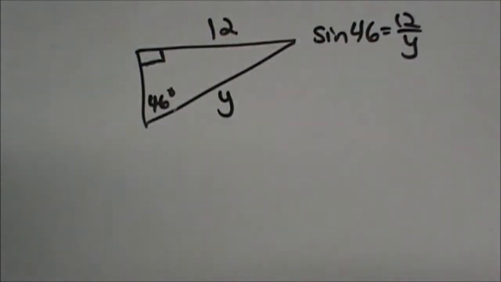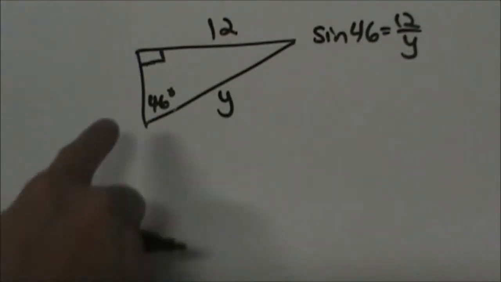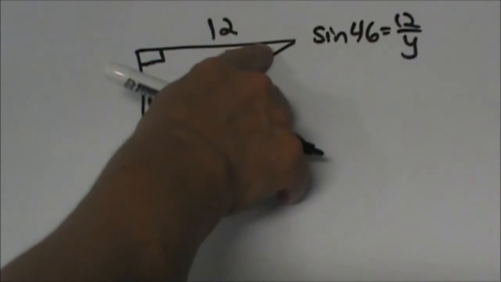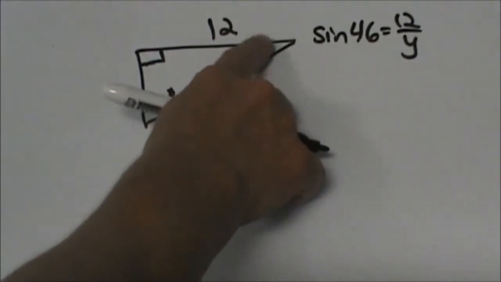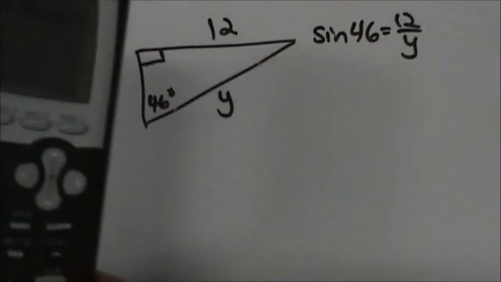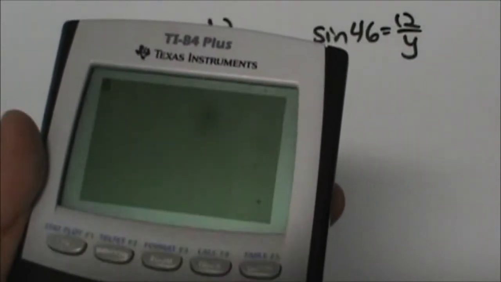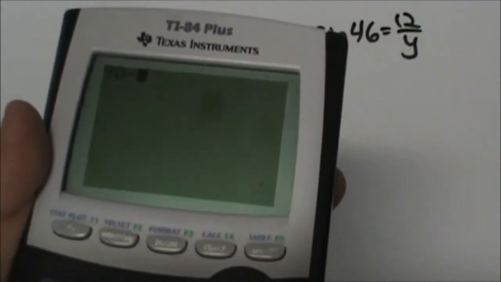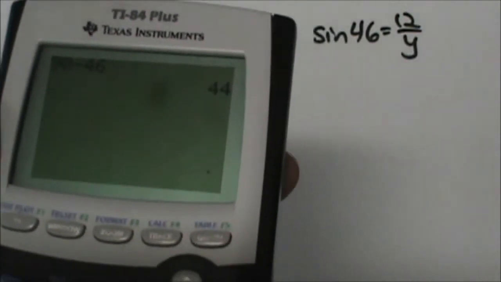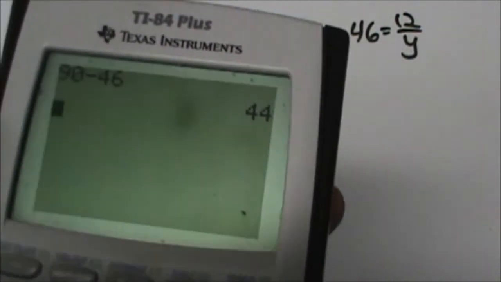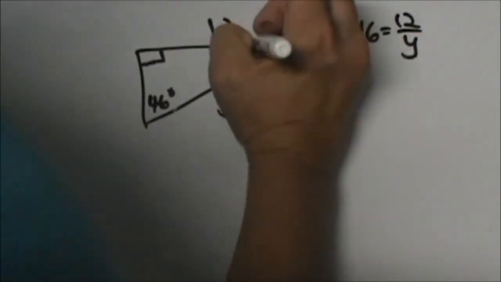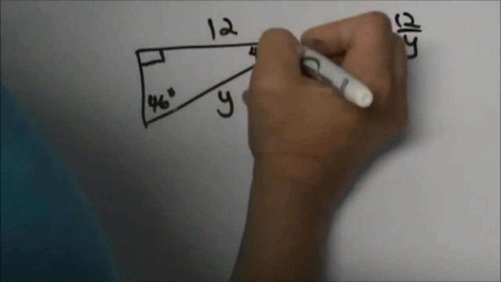But if your sine button is broken, we can change our perspective, can't we? What do we know this angle must be? We know that angle must be its complement. So we could actually calculate that other angle by just taking 90 minus 46 and getting 44 degrees. So we know that this angle up here is 44 degrees.